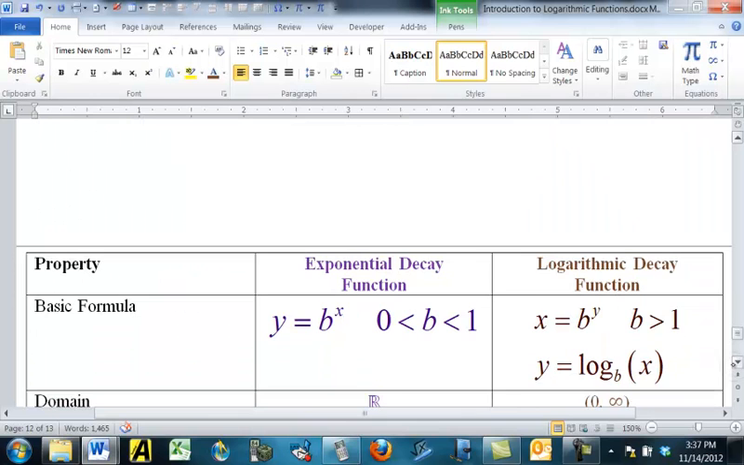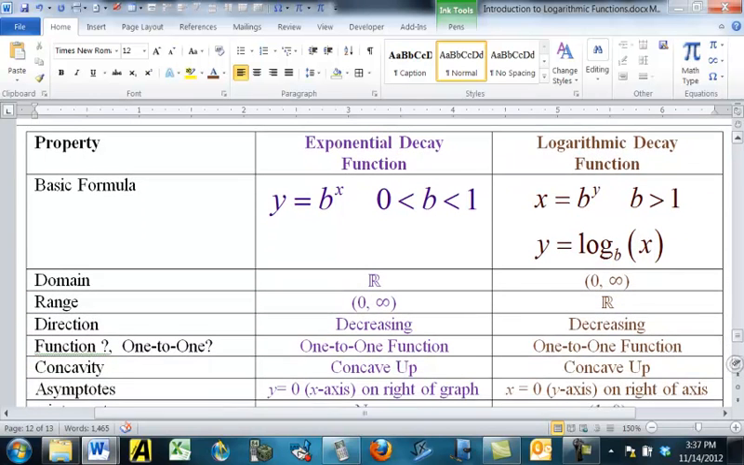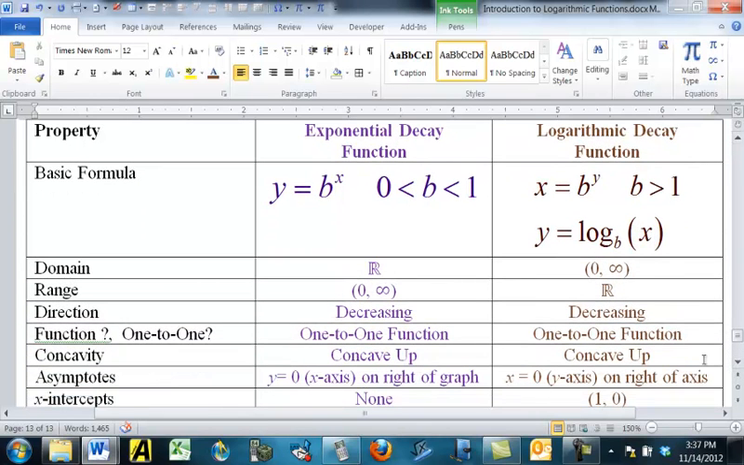Okay. So by the way, both are decreasing functions, so I'm going to call them both decay functions, or decreasing functions. I could have said decreasing exponential function. That would have worked too. So again, the basic form is just y equals b to the x. We're not doing any more transformations. We're just choosing a base between 0 and 1.